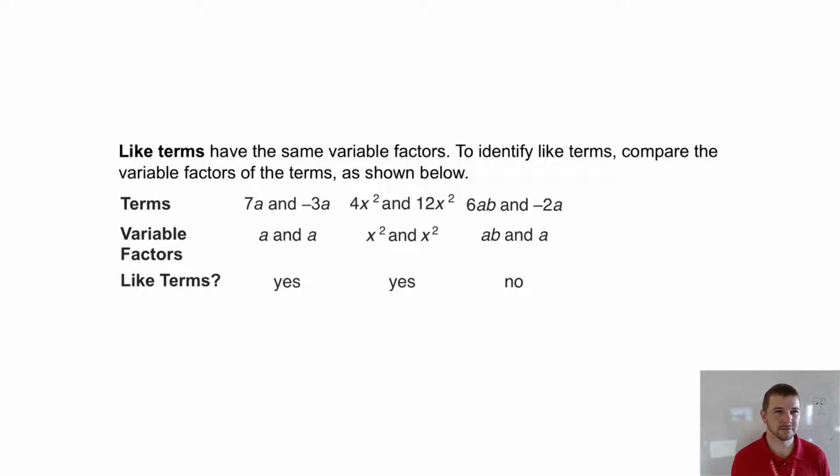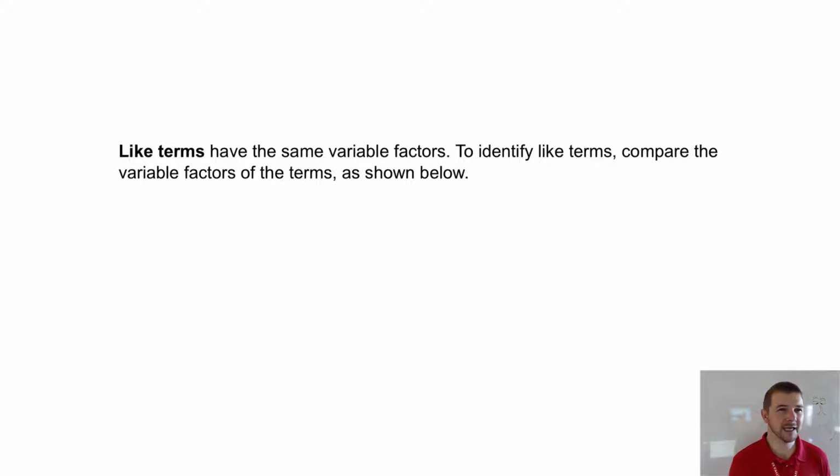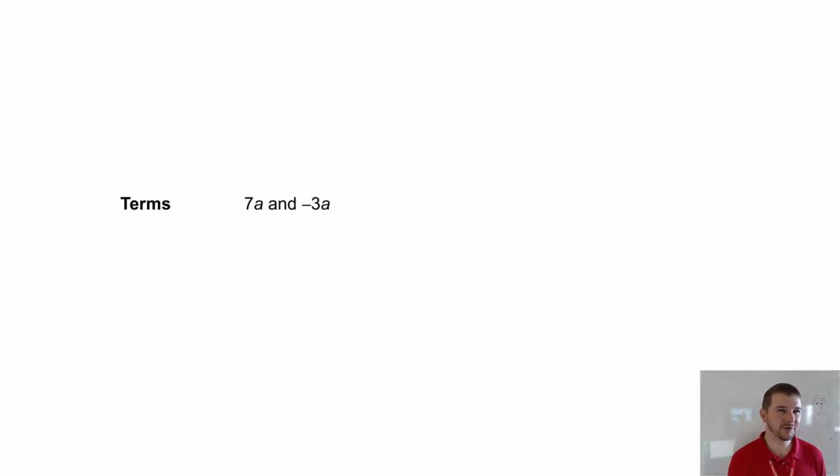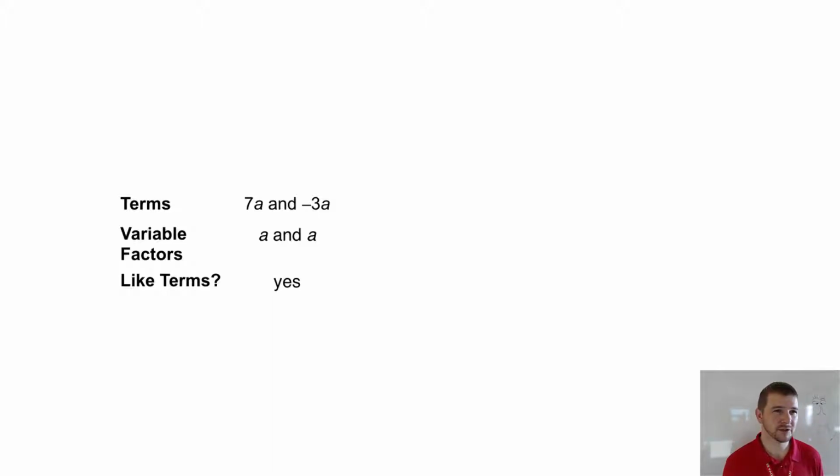Like terms. Like terms have the same variable factors. To identify like terms, compare the variable factors of the terms as shown below. So we'll start with the terms 7a and negative 3a. The variable factors for each of these terms is a on the left and a on the right. So are these like terms? Well, they share variable factors, so yes, 7a and negative 3a are examples of like terms.